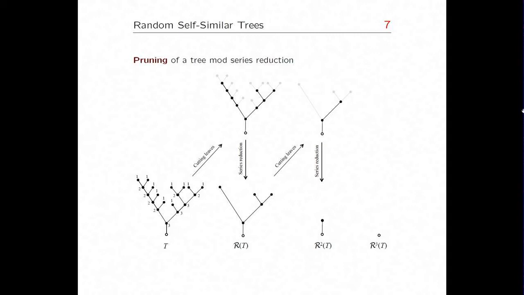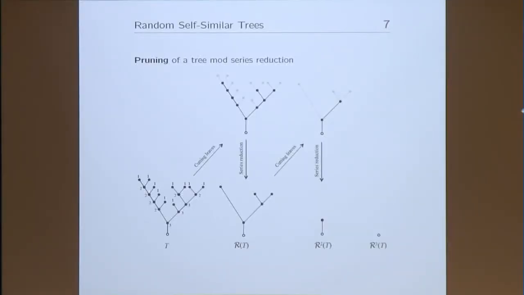So you start with a tree, and then Horton pruning, you erase all the leaves, and then one iteration, and then do what? Series reduction. So if this was t, this is r of t. You do one more, r square of t. Do one more, r cube of t. If you're down to the empty tree, you stop and count how many iterations you did. 3. So you say, okay, the Horton-Strahler order of this tree is 3.